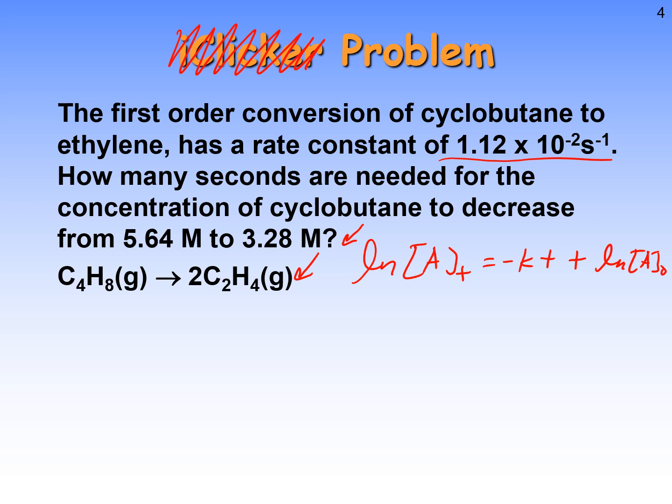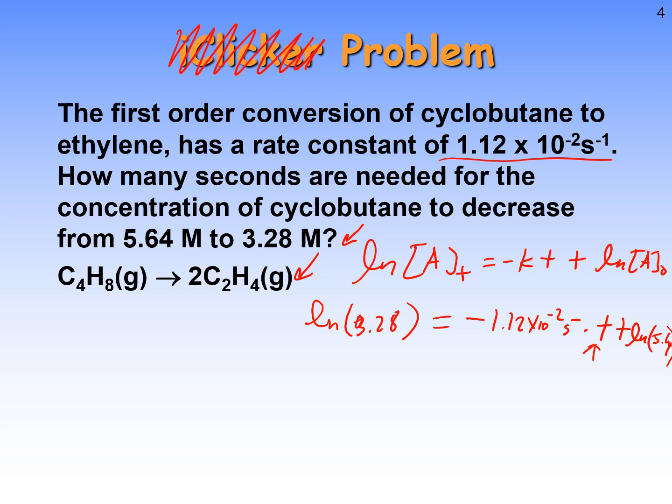Now, we can just plug in everything and solve for time, right? So I know that A_t is 3.28 molar. And I know that k is 1.12 times 10 to the negative 2 inverse seconds times t, which is what I'm being asked to solve for, plus the natural log of 5.64. I'm running out of room there. And really, the only unknown is the t here, right?